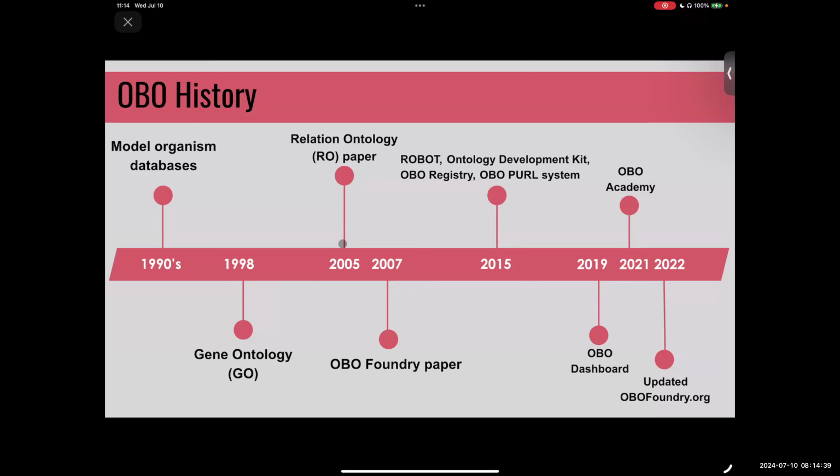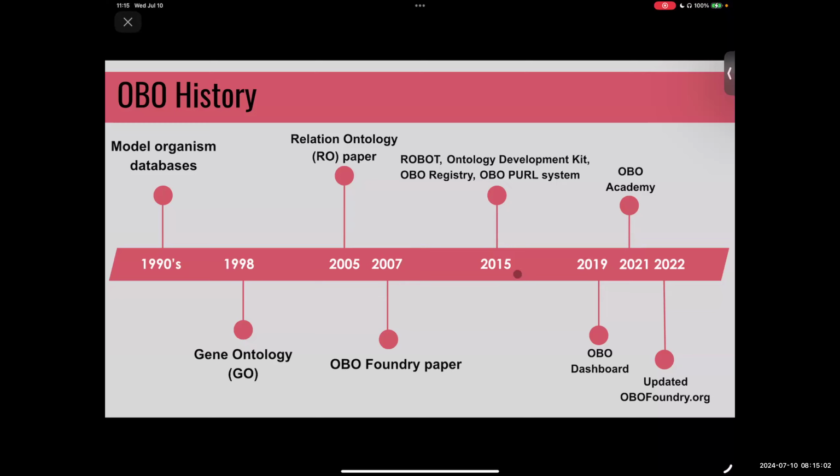The relation ontology was another milestone where we started to coordinate more strongly on the connections between the terms, and not just lists of terms, but actually building logical axioms to explain to machines what we mean with these terms and combinations of terms. There was a kind of our launch paper in 2007.